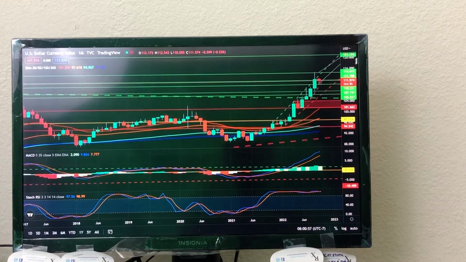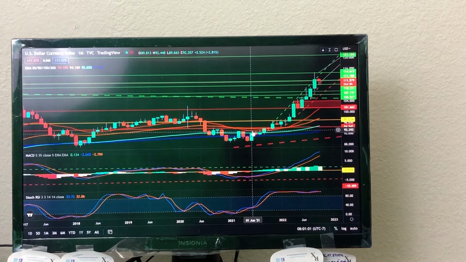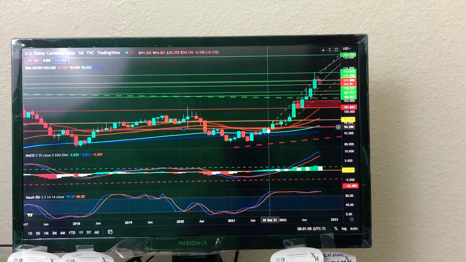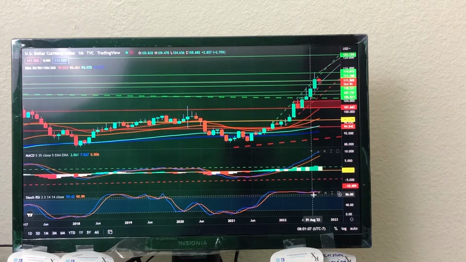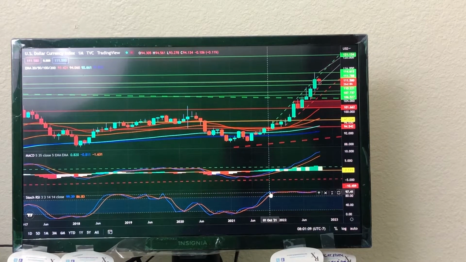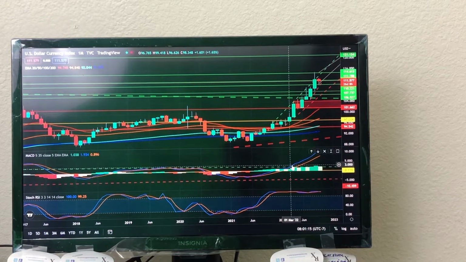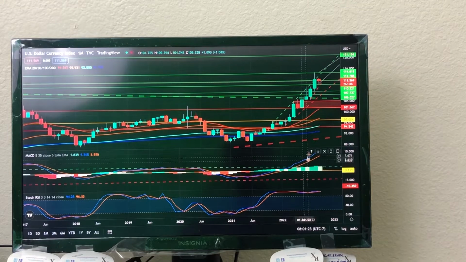So for the past few months, we've been on an uptrend since we broke out on September 1 of 2021. So we've been on this upward channel, and look at the stock RSI. We've been overbought since October 2021, and for MACD, we've been overbought since we've been above 1, so since around March 1 of 2022 of this year.